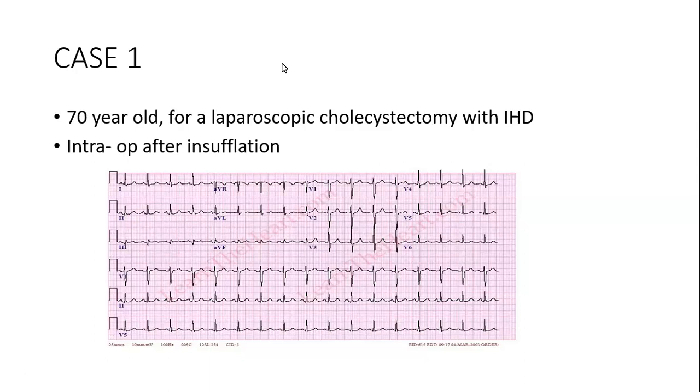Hi, Doc. Okay, I can see that there are pathological Q waves in leads V1, V2, V3, and V4. So I think the patient has ischemia over the anterior part of the heart. Okay. What is obvious before you look deep? What's the other obvious thing? What's the heart rate?